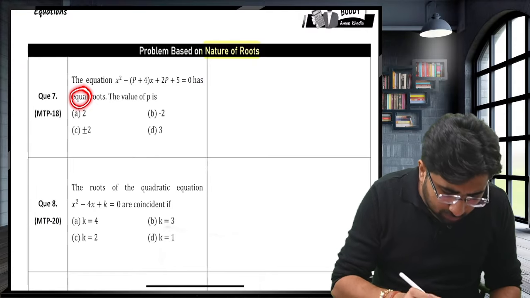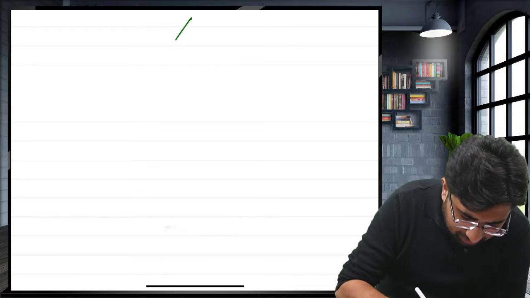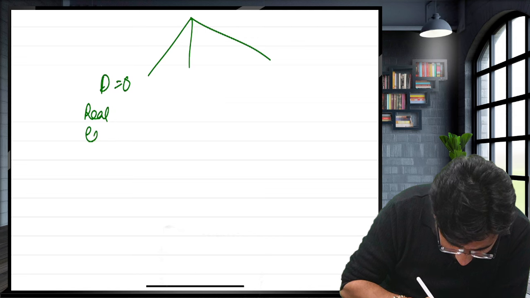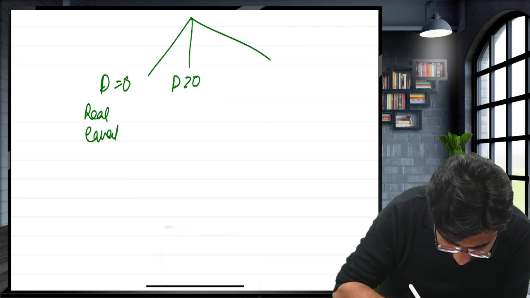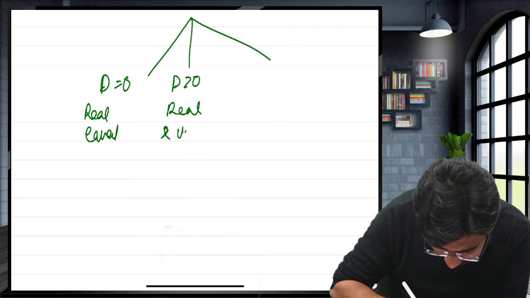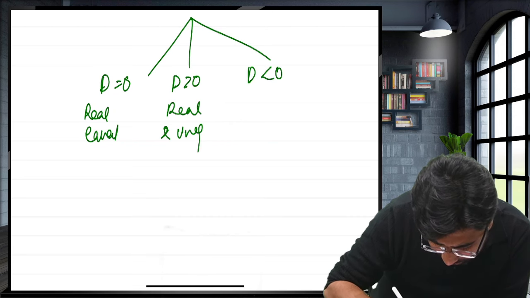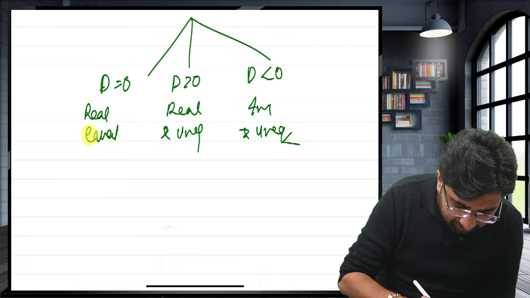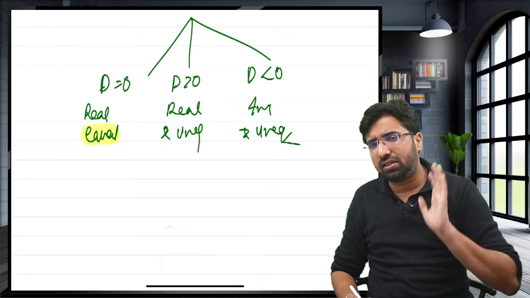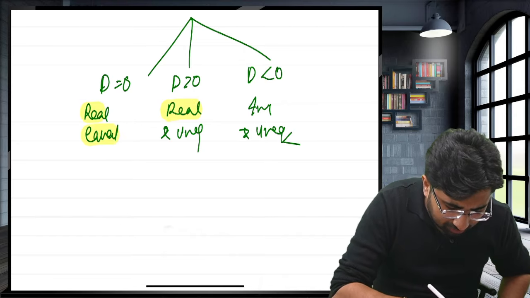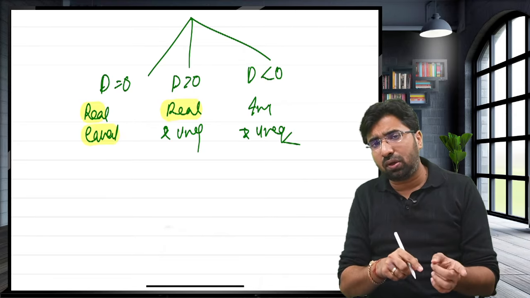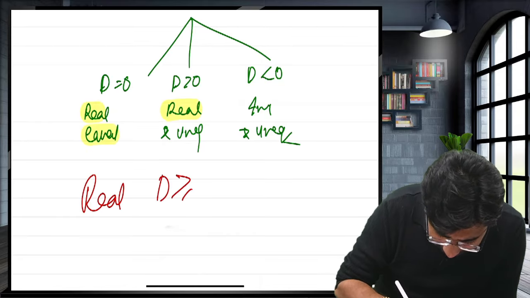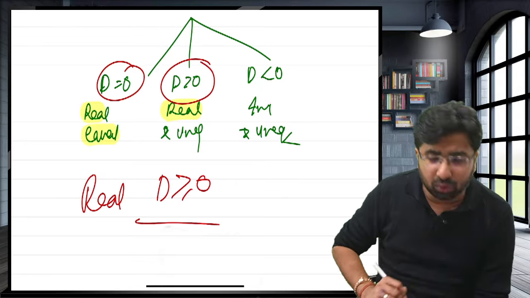Now they have equal roots. Let me make you revise 3 things. D is equal to 0, roots are real and equal. D is greater than 0, roots are real and unequal. D less than 0, roots are imaginary and unequal. Roots are real and equal only in one case, when D is equal to 0. When they say only real, roots are real, and D equals 0 also and greater than 0 also. If they say the word only real, we'll take D greater than or equal to 0, considering both.